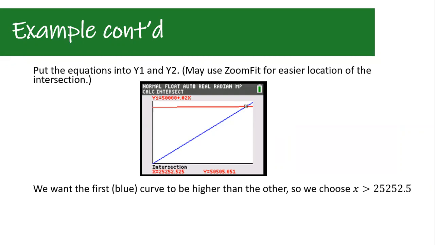You can also think about it mathematically, knowing that that blue curve is how much you're making, and that red curve is how much it costs. You want the blue to be higher than the red. So that sloping upwards line, the steeper slope line, you want it to be above the other line, which also happens at an X value of greater than 25,252.5. So we will use the sign of greater than.